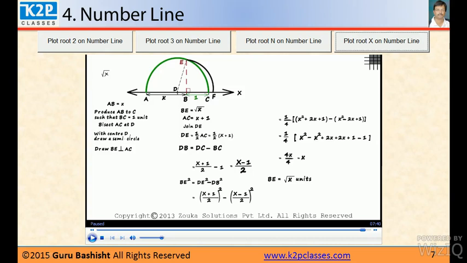So in this way, we have learned how to draw root x, where x is any positive real number, on the number line. So in this class, we are done. In the next class, we will learn more things about real numbers.